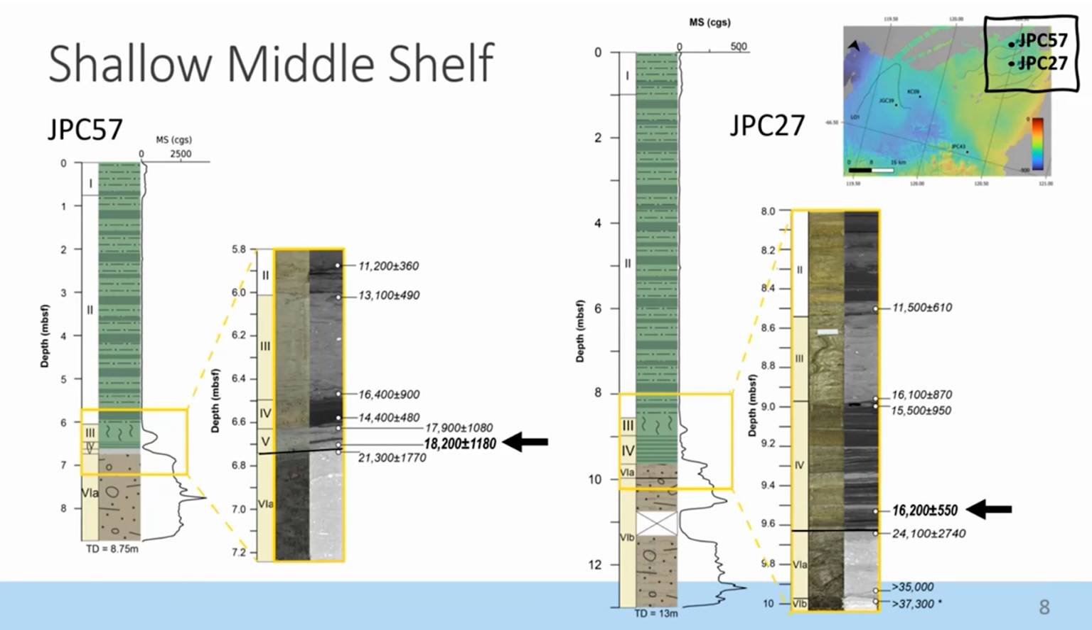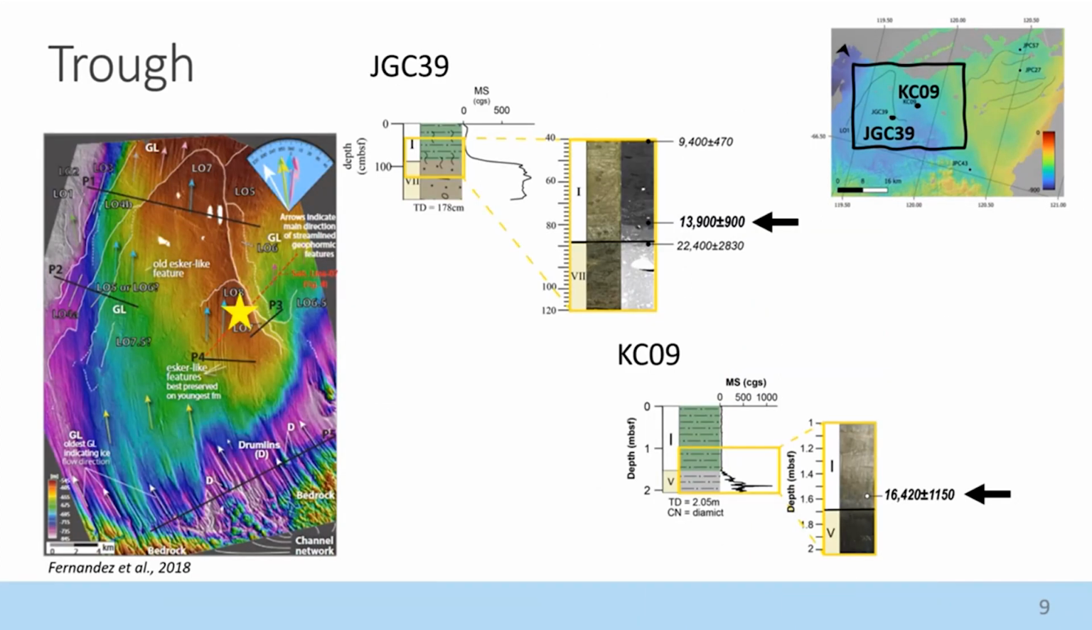And so for the shallow middle shelf for JPC 57, we see deglaciation at about 18.2 thousand years ago. And at JPC 27, we see deglaciation at about 16.2 thousand years ago. And then going into the trough, we look at KC9, which is outside of this outwash deposit. We see deglaciation at about 16.4 thousand years ago.